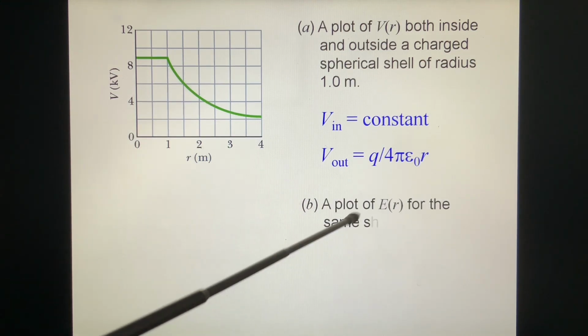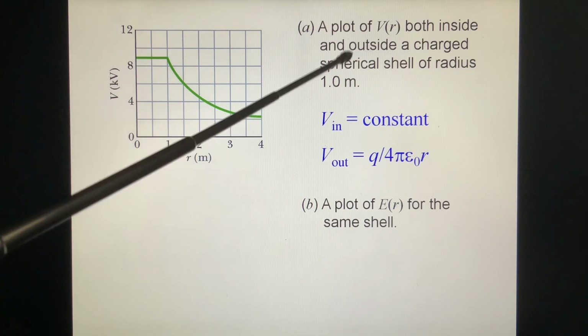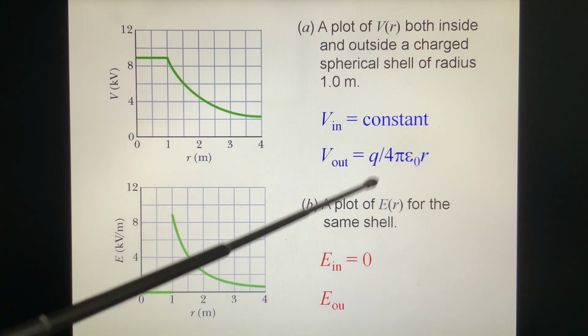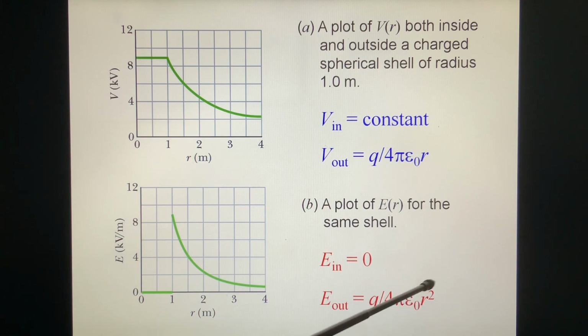B. A plot of E for the same shell. Inside, E is 0. Outside, we treat it as a point charge, so E equals Q over 4 pi epsilon0 r squared. This is a vector, and V is a scalar.